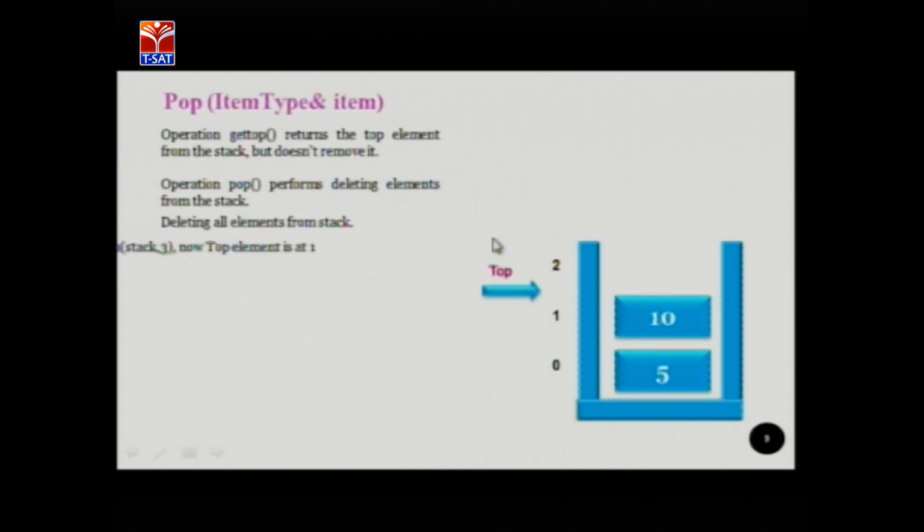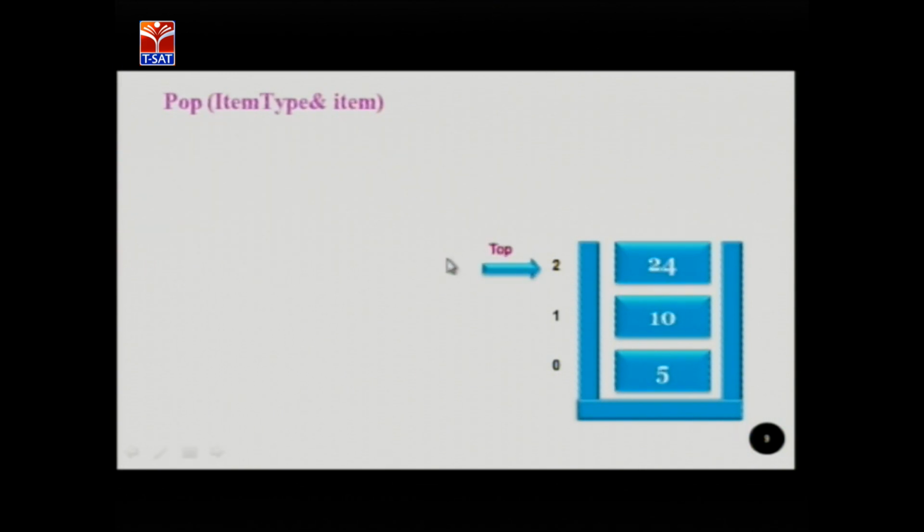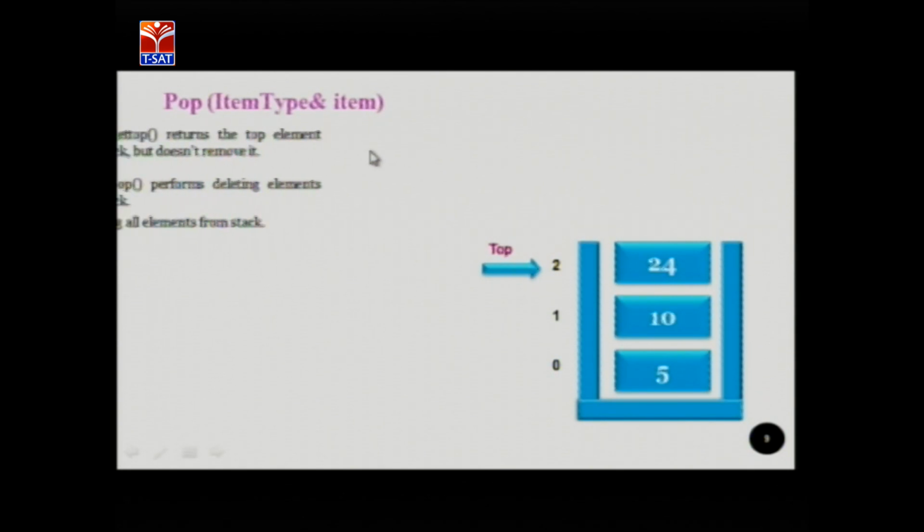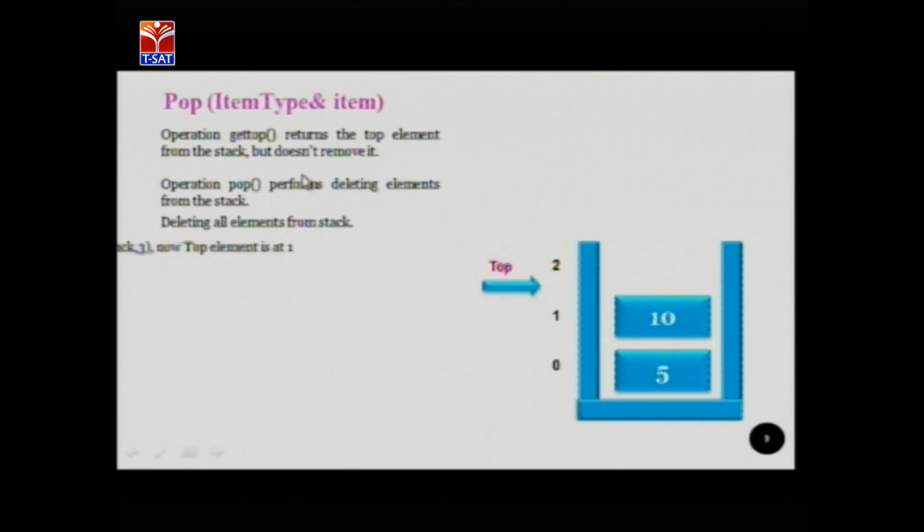If we want to delete an element from the stack, I call for the pop operation. So if I call for the pop operation, then the third element will be deleted. Here we need not give the value of the data element. The topmost element will be deleted.